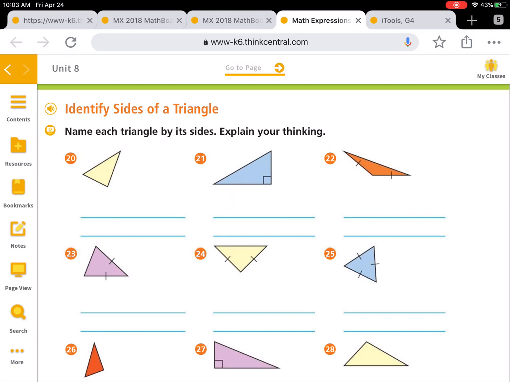Okay, number 20, none of those sides are the same. There's no tick marks on it. There's 0 equal sides, so that means it's scalene. That's the same with number 21 as well. 22 has 2 tick marks in it. 22, 23, and 24, 2 of those sides are the same. So that means those are isosceles triangles. And finally, number 25, well, there's 3 tick marks, so that means that all 3 sides are equal, and that makes it an equilateral triangle.